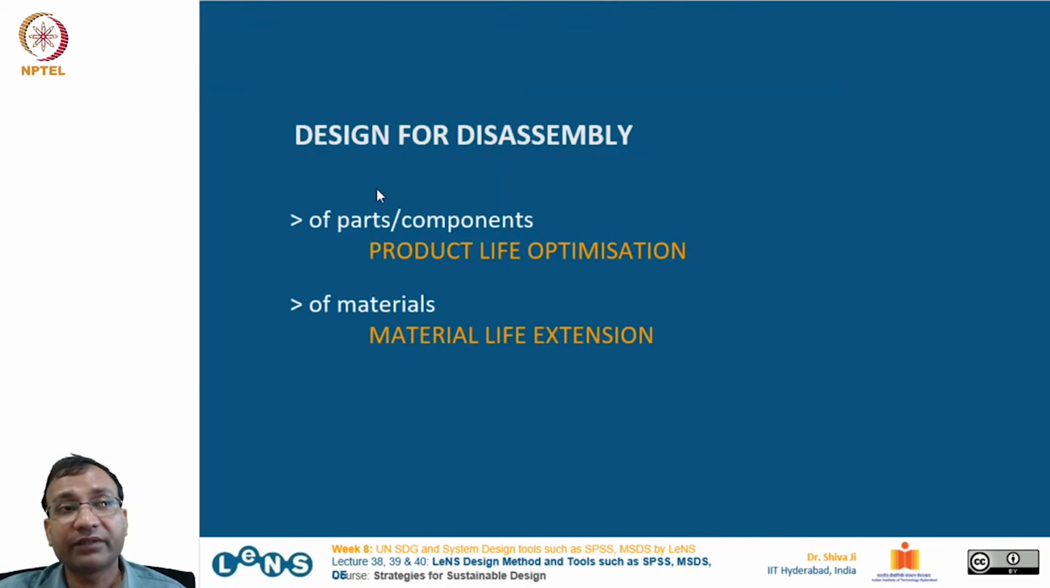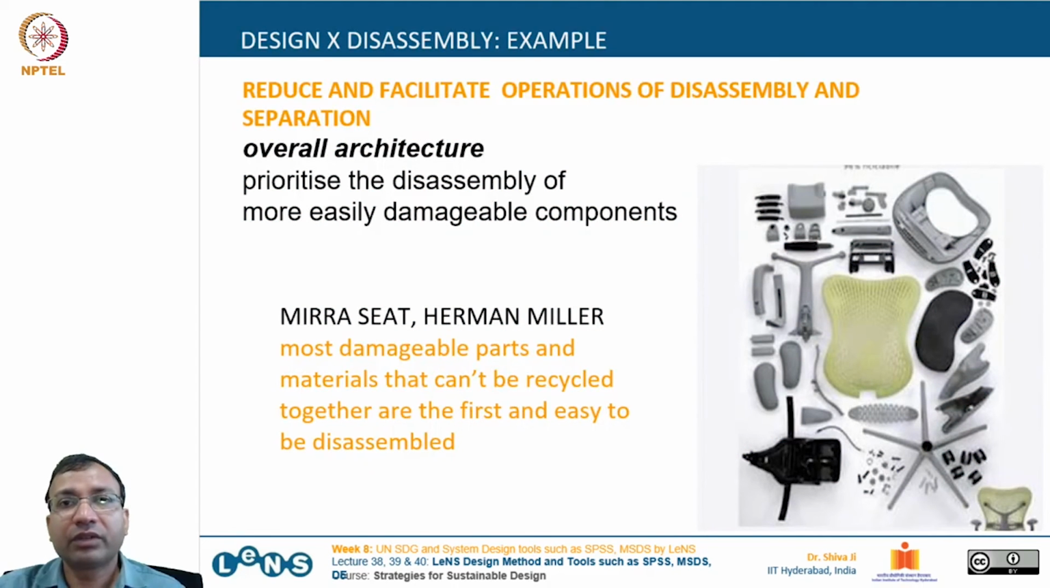Finally, design for disassembly, for parts, components, product life optimization of materials, like material life extension. One of the beautiful examples taken over here for design for disassembly is this chair. So you see, reduce and facilitate operations of disassembly and separation; overall architecture prioritizes the disassembly of more easily damageable components. This is the Mirra seat from Herman Miller.